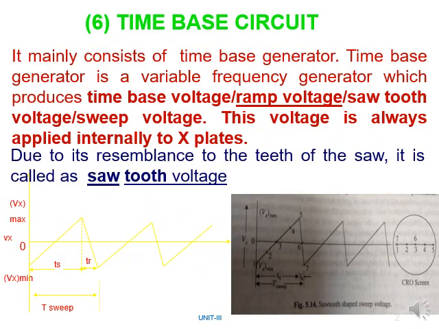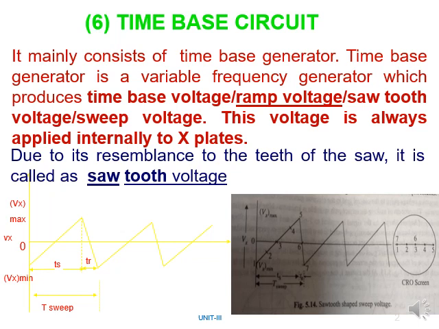So now we will see what is time base circuit. This time base circuit mainly consists of time base generator. It is a variable frequency generator. It produces time base voltage. It is also known as the ramp voltage, sawtooth voltage or sweep voltage. And this voltage is always applied to X plates internally.